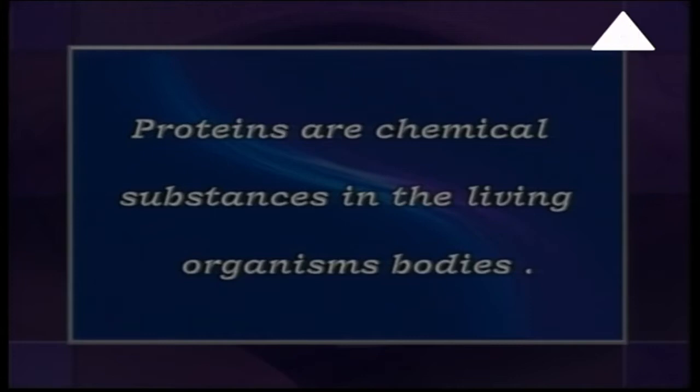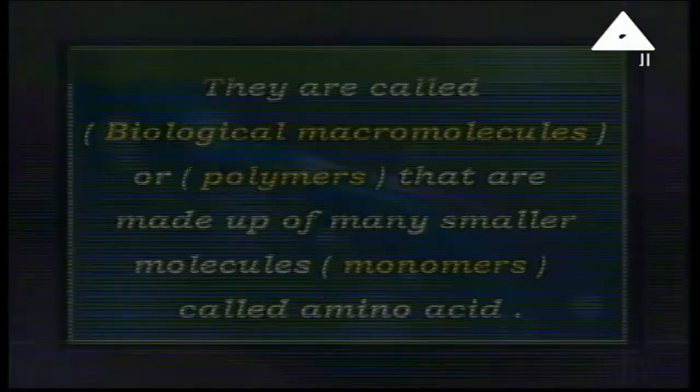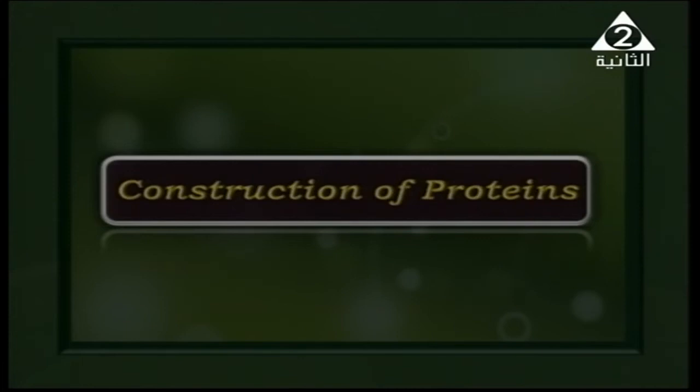So the proteins exist inside our bodies. And they have another name. They are called biological macromolecules or polymers. Polymers means that they are made up of many smaller molecules called monomers. And in the case of protein, the monomer is amino acid. And we are going to learn now the construction, or structure, of proteins.